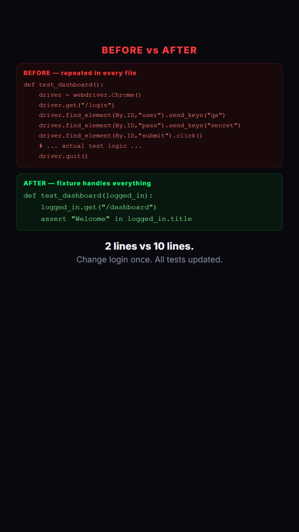All 30 tests get the fix automatically. And here is another thing this makes possible: composition. You can build a page fixture that depends on authenticated browser. That page fixture navigates to a specific section of the app and returns the page object. Now your test just receives a ready-to-use page. Not a browser. Not a logged-in session. The exact page it needs to interact with. No setup code at all.